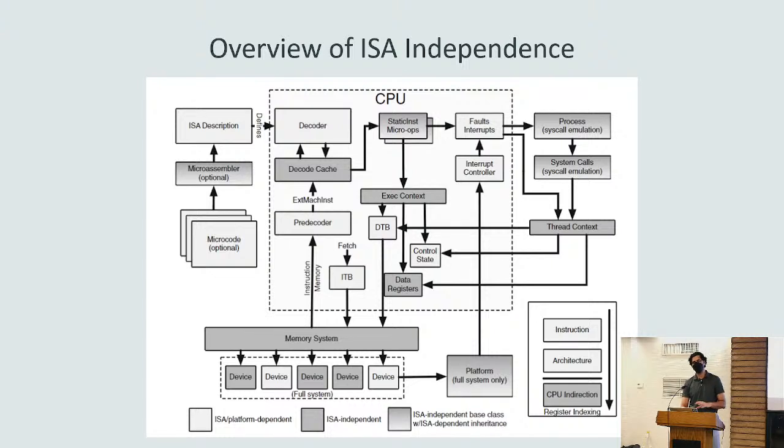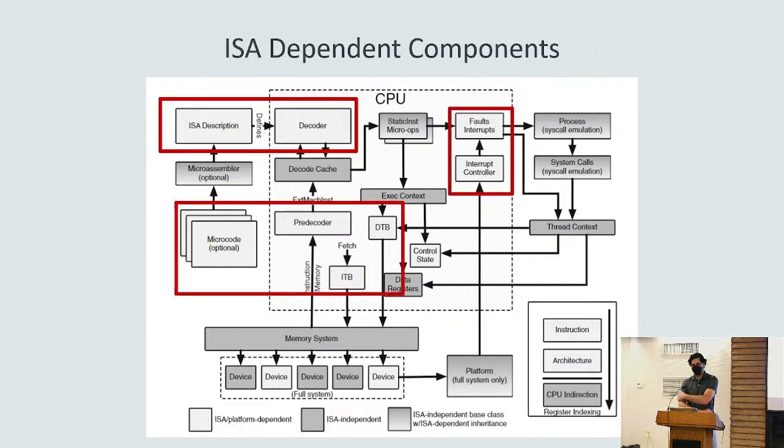OK, so this brings me to the big picture of the system that gem5 is modeling. If you look here, these red blocks show mostly the totally ISA dependent components. For example, the ISA description obviously has to be ISA dependent, right? How you specify the instructions and all that has to be totally ISA dependent. And how you decode those instructions will depend on the ISA itself.